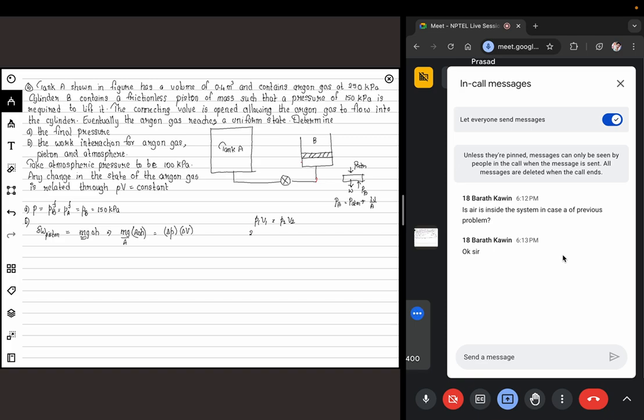Initial pressure is 250 kilopascal and initial volume is 0.4, equals P2, which is 150 kilopascal, times the final volume. If you solve this, the final volume comes out to be around 2/3 cubic meter. So delta V is 2 by 3 minus your initial volume 0.4, that is coming to around 4/15 cubic meters.